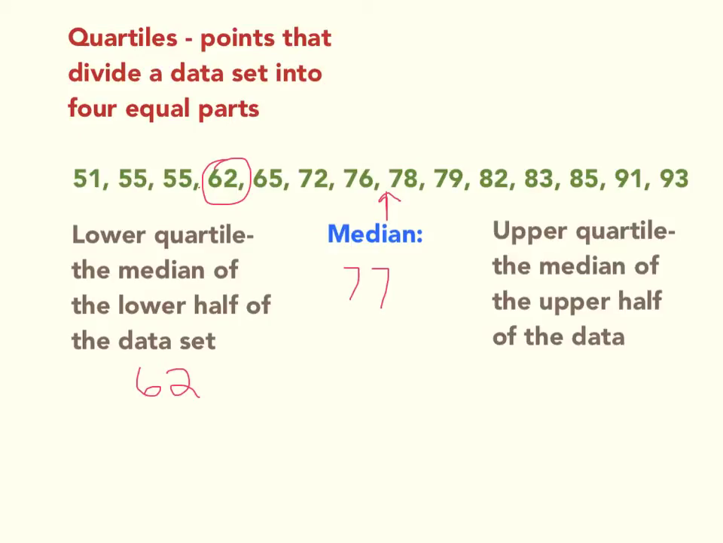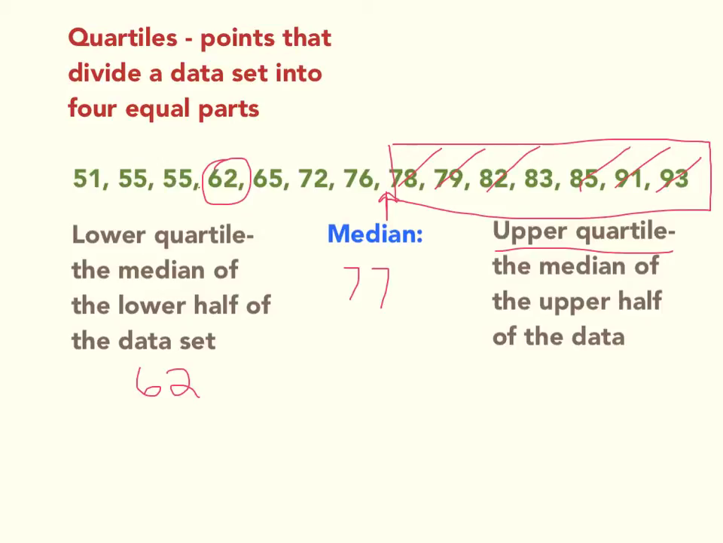Now I'm going to look for the third quartile, or the upper quartile, and that's going to be the median of the upper half of the data. So here's the definition for that. I'm going to look at everything to the right of my median in this group. I'm going to find the median of this group. So cross out the lowest and the highest, so the 78, 79, and the median, my upper quartile, is going to be 83.